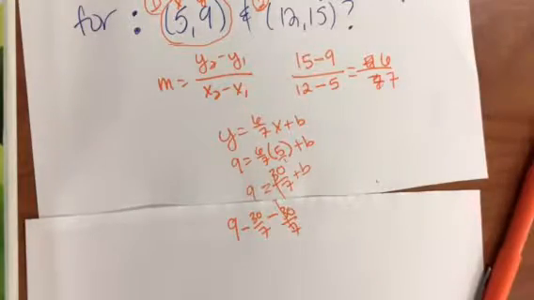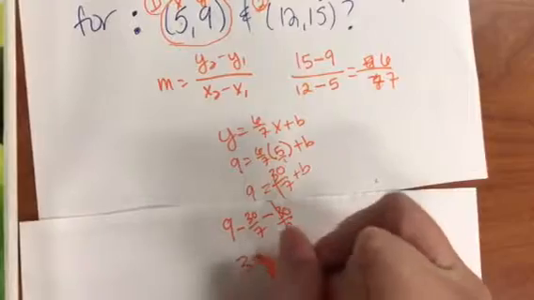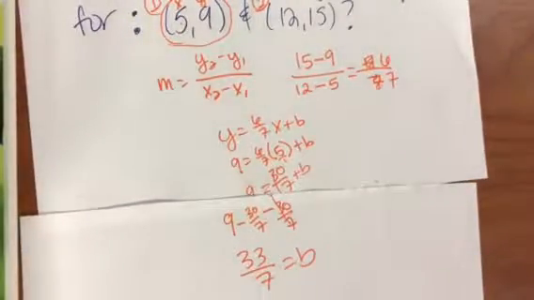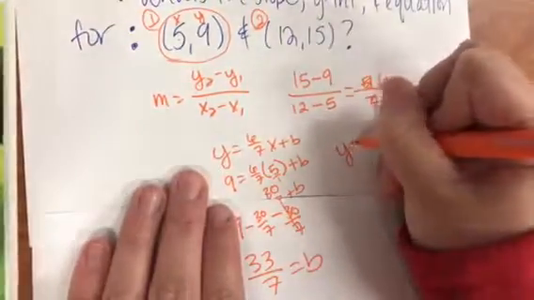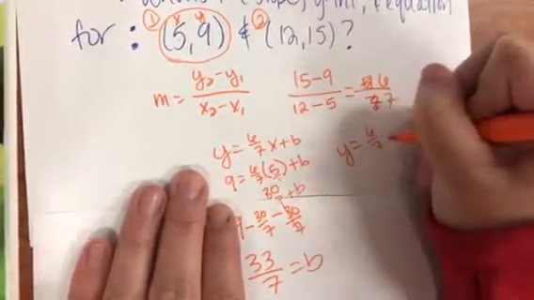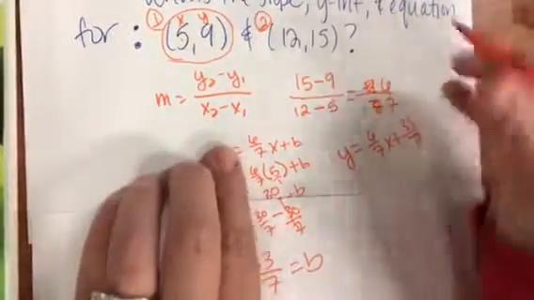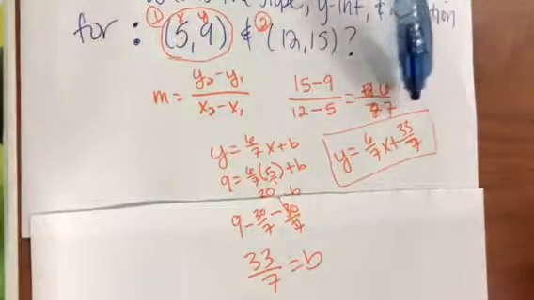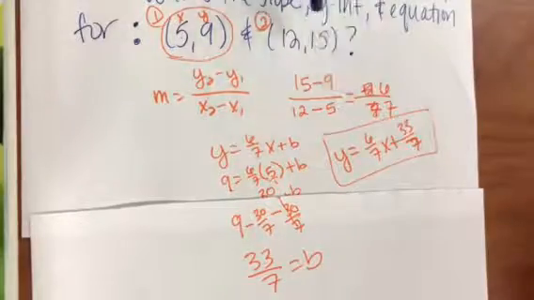Our answer actually is going to come out to 33 over 7. If you have your calculator on you, you can double check that too. So my b equals 33 over 7. Leave it that way. So then my final equation is y equals 6/7 x plus 33 over 7. And we are done. You're probably not going to see that a whole lot. You're probably going to see nice, pretty numbers, but we came up with these.